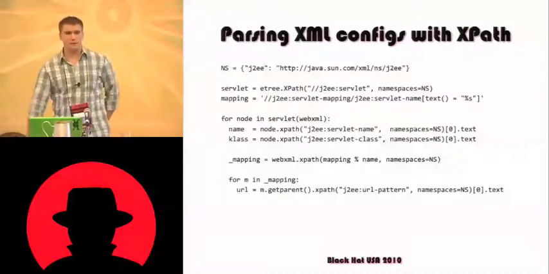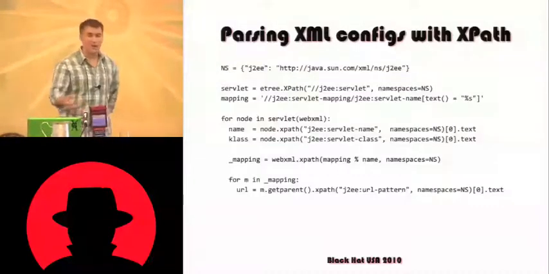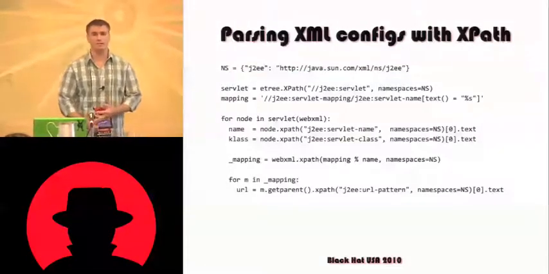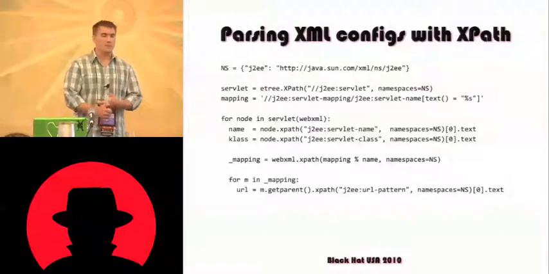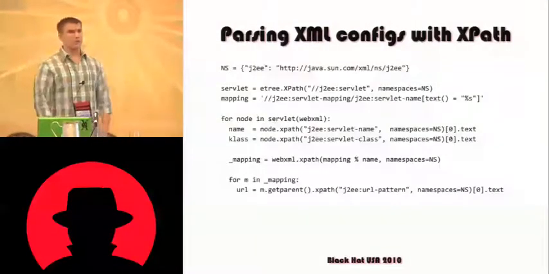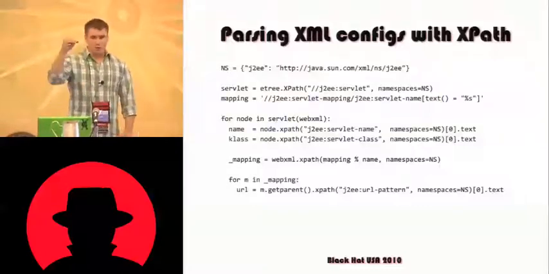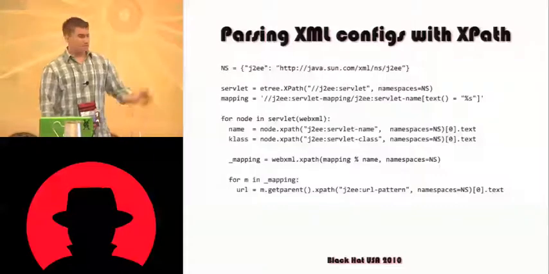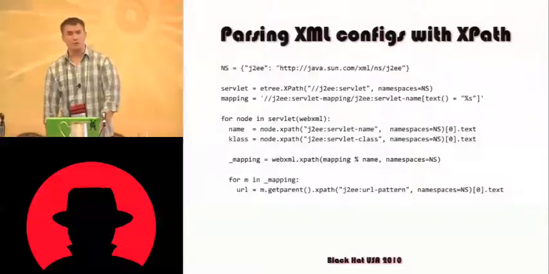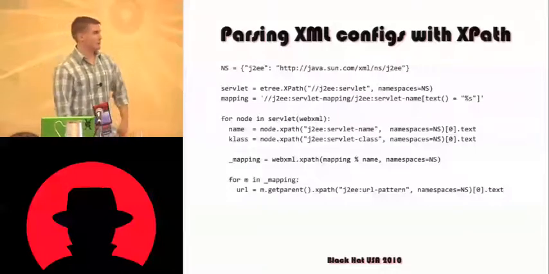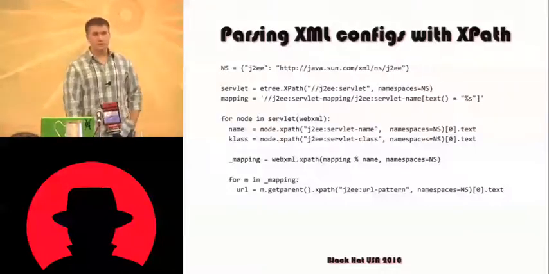Some other use cases: I find XML parsing really useful, especially when I'm doing code reviews and code review assisted black box testing, like parsing out web XML files. So getting the servlet names, servlet classes, and the URL patterns that they map to, so that I can dump it out into an Excel spreadsheet, and as I'm testing, I mark down what I tested and what I haven't. This example just uses XPath expressions to get the actual values of the elements in the web XML file. So it's relatively simple.